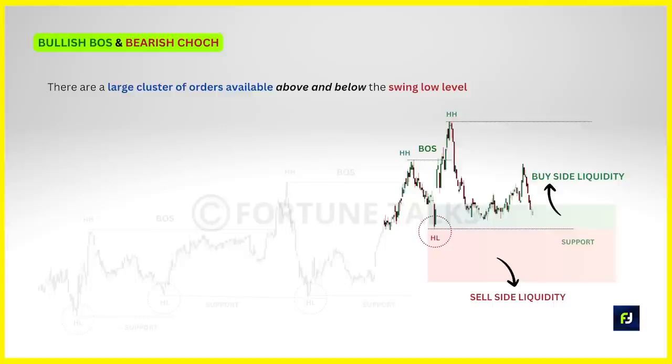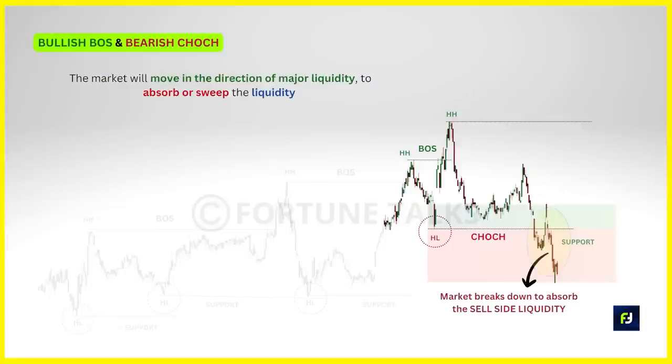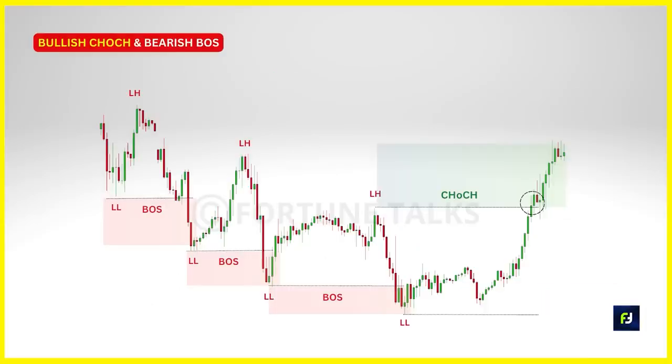Now what will happen? Depending on which side has the majority of orders, the market will move in that particular direction to absorb or sweep the liquidity. In this case, a breakdown below the swing low has happened, meaning that the concentration of sell orders was much more than the amount of buy orders available above this level. This is why the market moved lower, absorbing all the buy stop losses and sell limit orders. I hope you have understood. In a similar manner, you can understand what happens during a bearish break of structure or a bullish change of character. Now, I hope things are making sense.